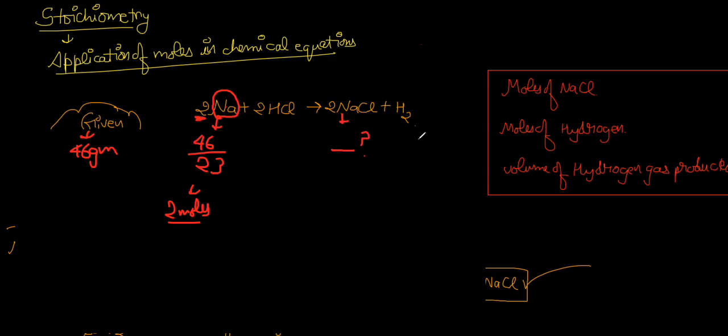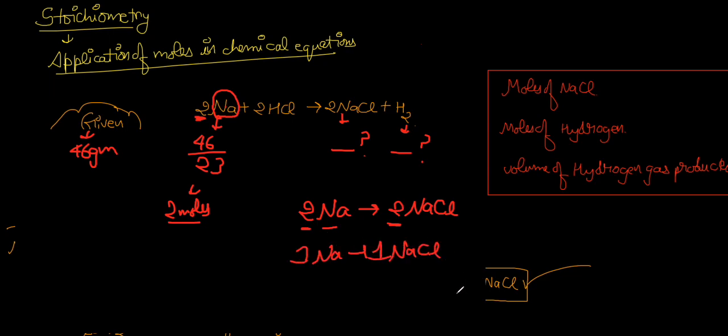Then they're asking us the moles of this species and the moles of hydrogen produced. Now comes the ratio part, how to apply the ratio. You will just look at it like this: 2Na is giving you 2 NaCl. Now what is the ratio between both of the species? The ratio between Na and NaCl is 2 is to 2, which means 1 is to 1. Which says that if you have 10 moles of Na, you will get 10 moles of NaCl as well. But in reality, in this question, we have 2 moles of Na. So I will get 2 moles of NaCl as well. This is how I found out moles of NaCl.